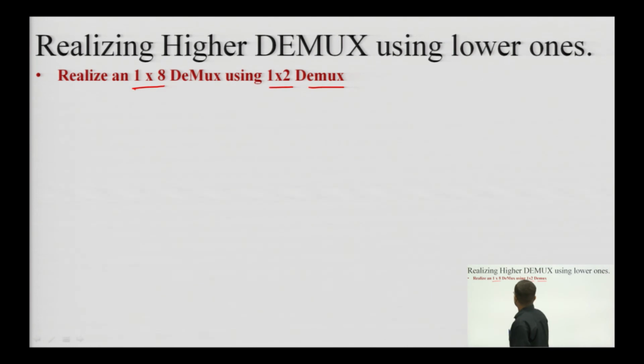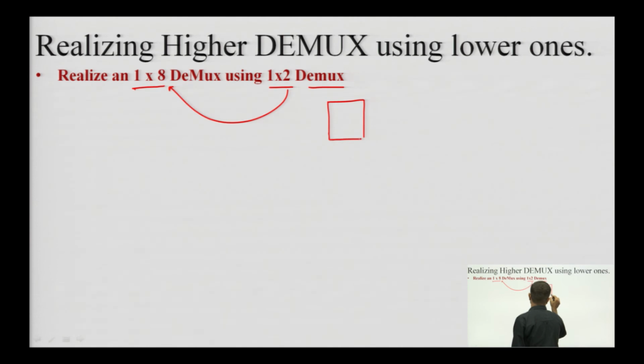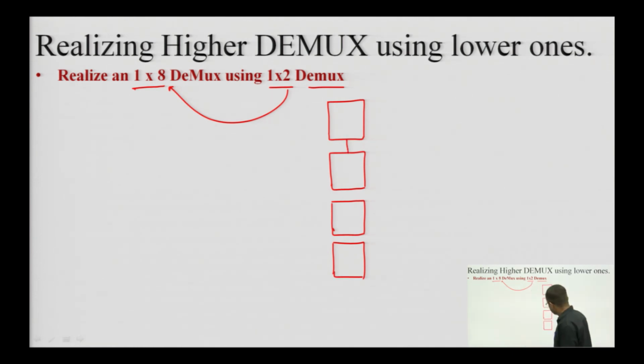We are provided with this 1 cross 2 and we have to realize a 1 cross 8 demultiplexer. We can easily see that a minimum of 4 demultiplexers will be required. So, let us start with the reverse. We are first completing the number of outputs. So, let us take 4 demultiplexers, so these are 1 cross 2 demultiplexers.